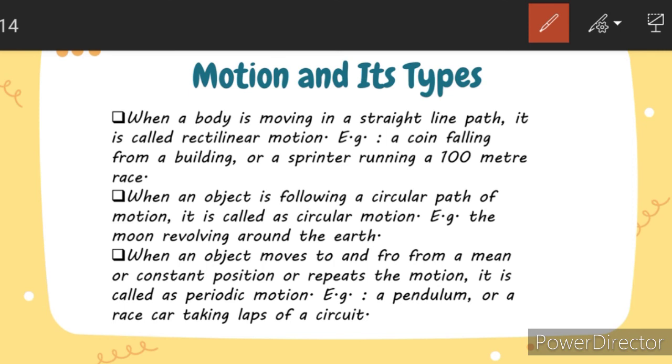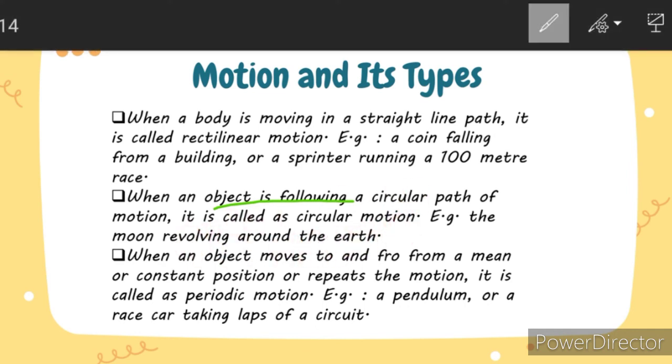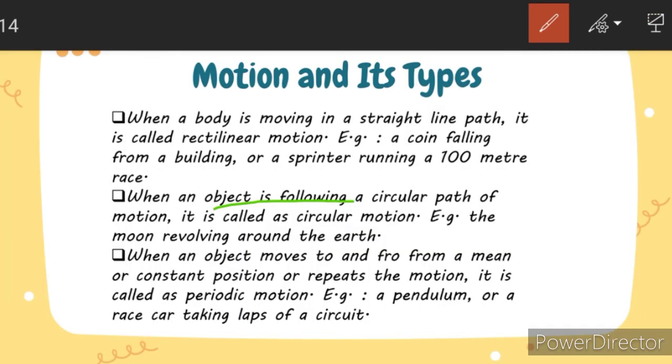Now, when an object is following a circular path, it is called circular motion. For example, I am riding a scooty. Okay, and what I'm doing with the scooty, do you know, people? I'm riding it in a circular path. So that will be my circular motion. If I'm riding it in a circular path, that will be my circular motion.